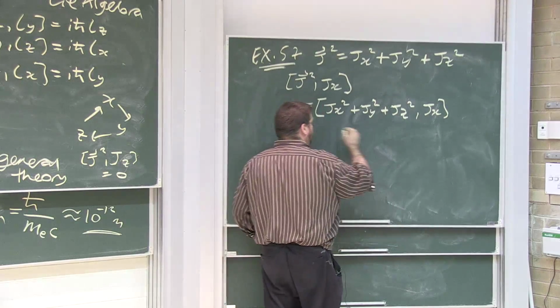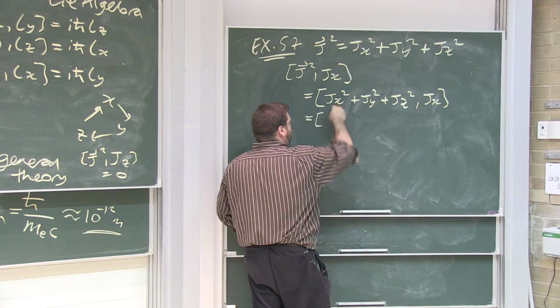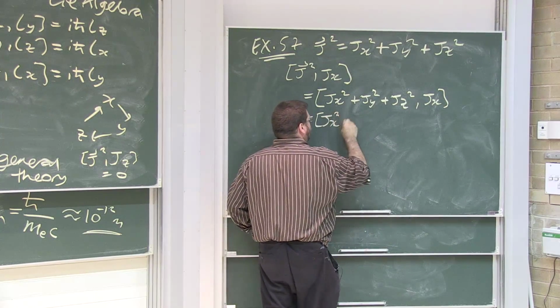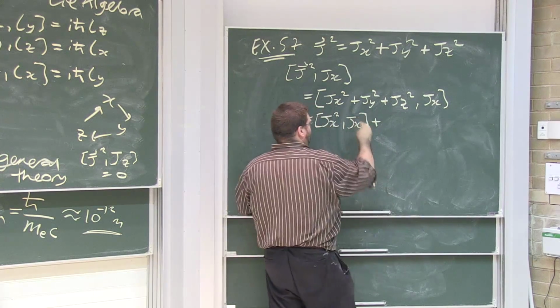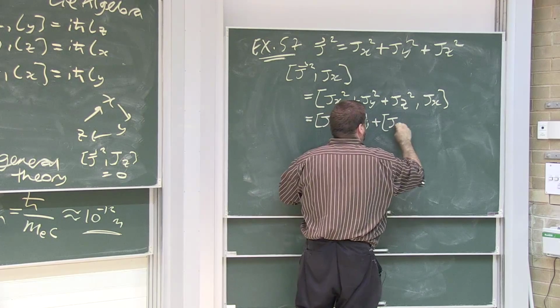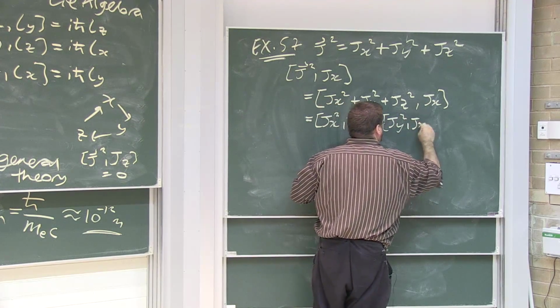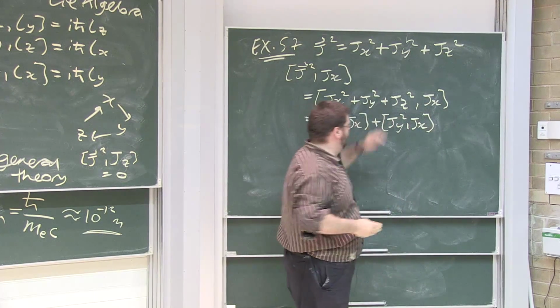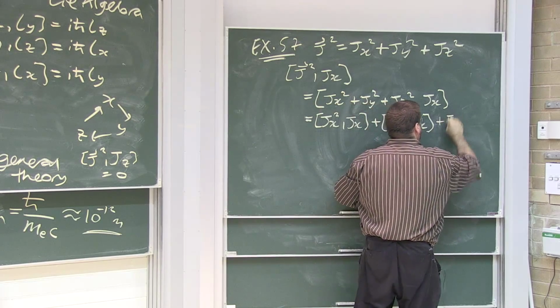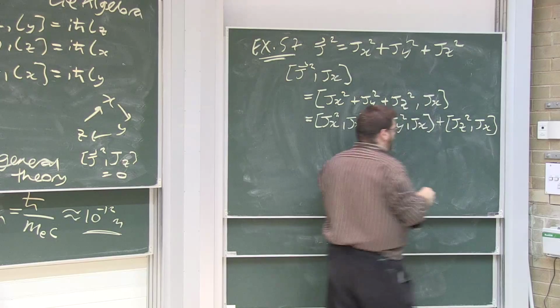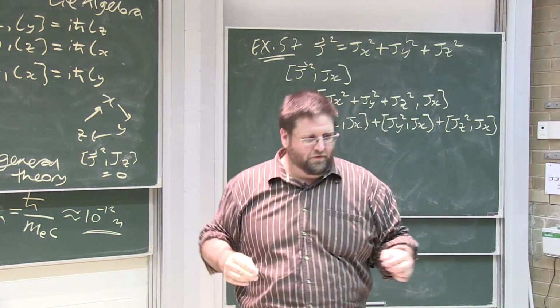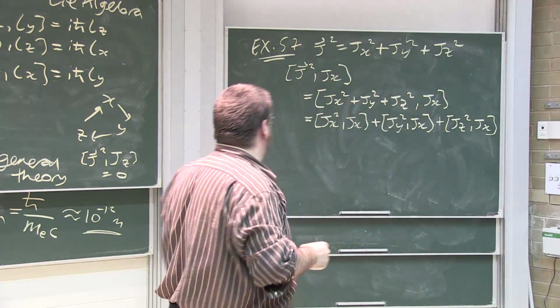So this is going to give us three commutators. The first one, Jx squared with Jx. The second one, Jy squared with Jx. And the third one is Jz squared with Jx. Now, I don't like that first term. I want to cross it off. In fact, I will.